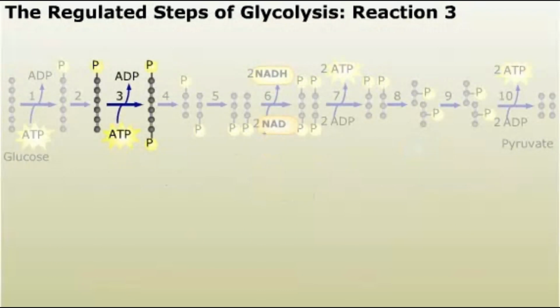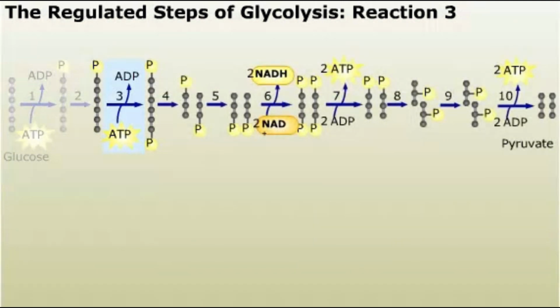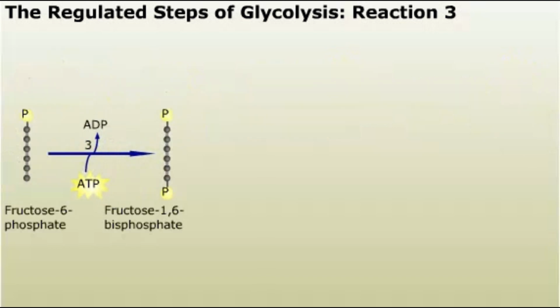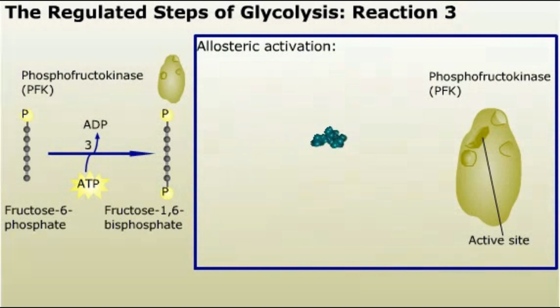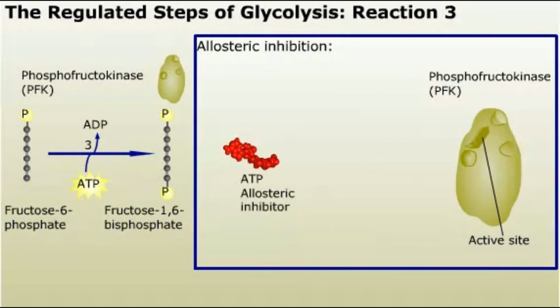Like reaction 1, reaction 3 results in a large negative free energy change and ATP is consumed. Reaction 3 commits the cell to completing the glycolytic pathway. It acts as the valve that controls the flow of substrate through the remaining steps. Reaction 3 is catalyzed by the enzyme phosphofructokinase, or PFK. Both activators and inhibitors regulate PFK. Activators increase the enzyme's activity, whereas inhibitors decrease its activity.